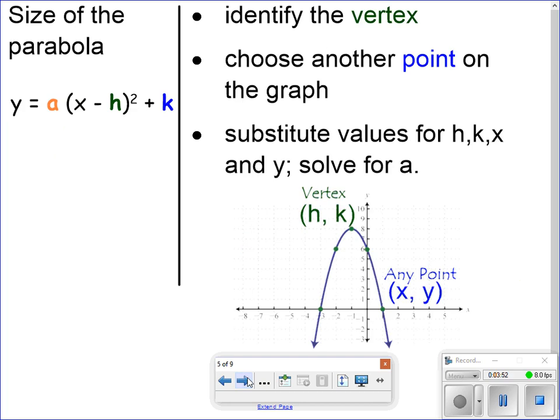When we're finding the size of the parabola, so if we're having to, again, check how wide it's going to be, okay? Identify the vertex, choose another point on the graph, and then substitute those values in for h, k, x, and y, and solve for a. a, remember, determines the size. So if we know everything else, we can substitute them back into the equation, and we can solve for a.